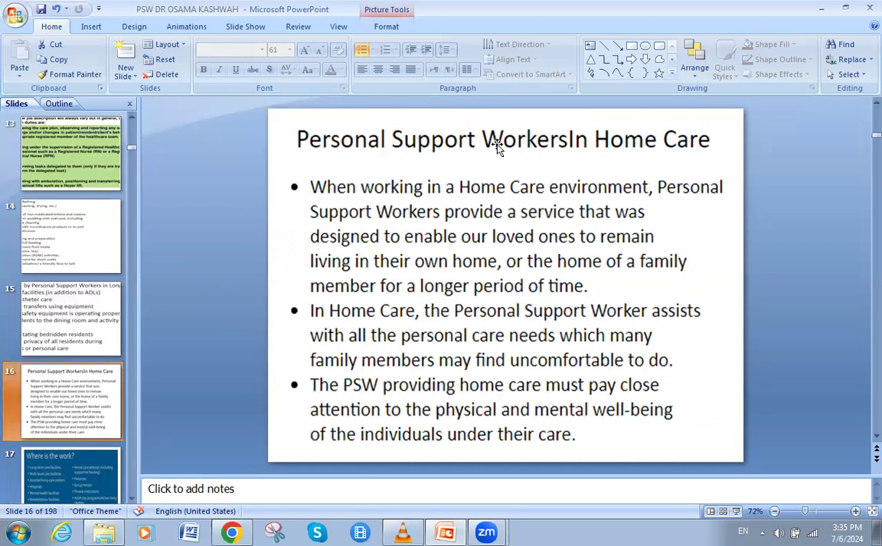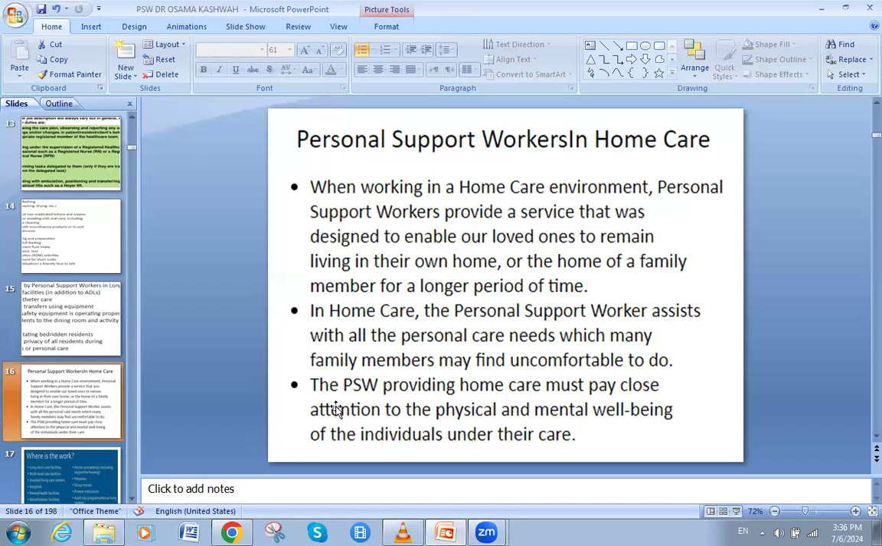The work of a personal support worker who's working in home care also. When working in a home care environment, the personal support worker provides services designed to enable our loved ones to remain living in their own room or at the home of family members for a longer period of time. In home care, the personal support worker assists with all the personal care needs which many family members may find uncomfortable to do. So even the things which family members cannot do, you as a personal support worker must help the patients in doing.